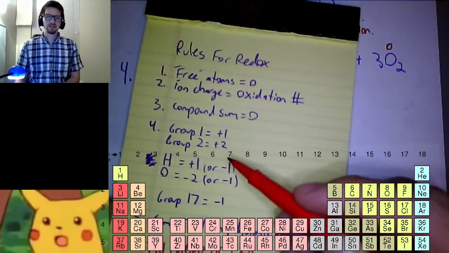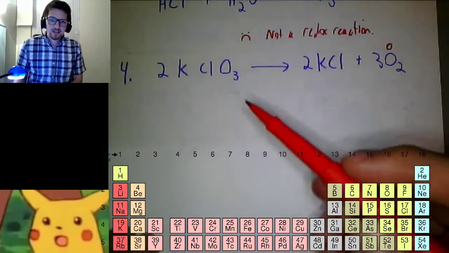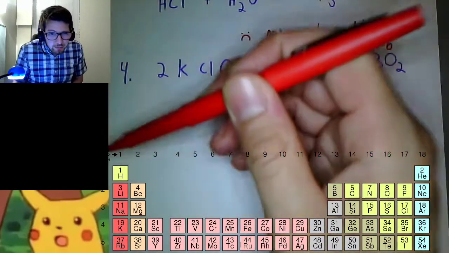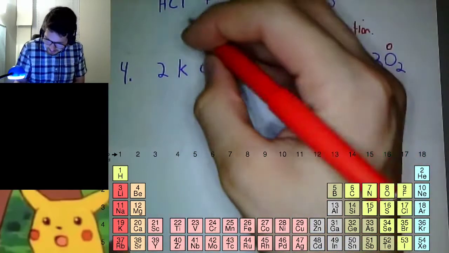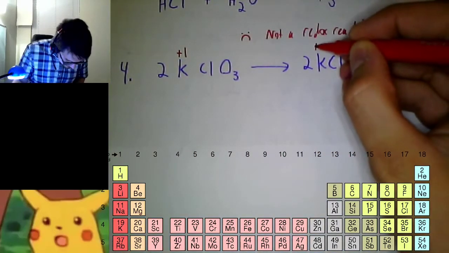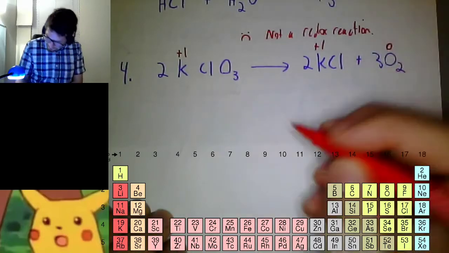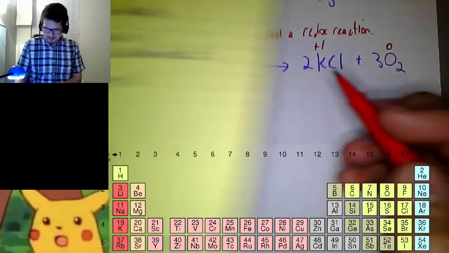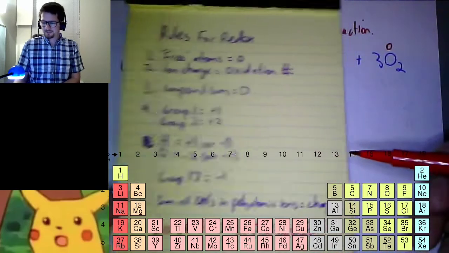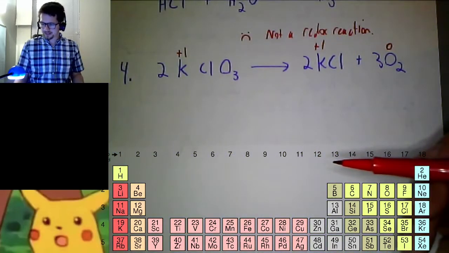Group 1 is plus 1. Group 2 is plus 2. Do I have any plus 1 or plus 2s? I see a K. K is in group 1. So that's going to have to be plus 1. And that's going to have to be plus 1. All right. Cool. What's the next rule? H is going to be plus 1. I don't see any H's.